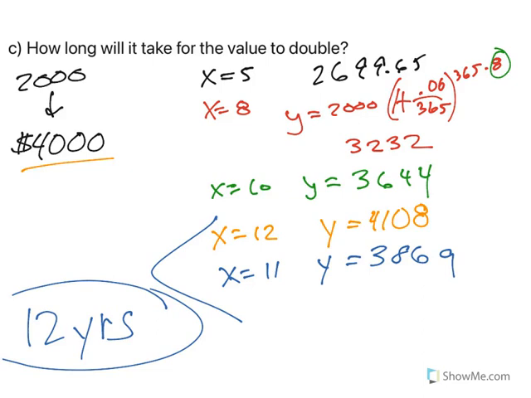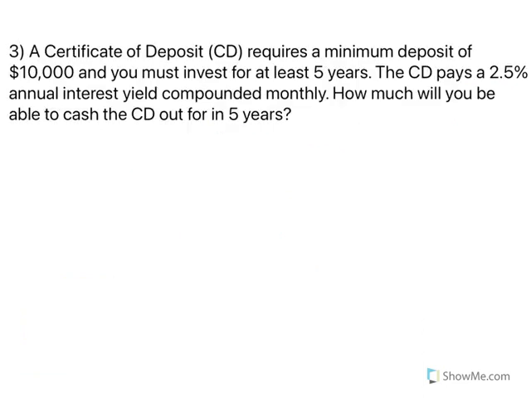All right, let's just do one more quick one here. A certificate of deposit requires a minimum deposit of 10 grand. Some of them do. The more you deposit into a CD, the higher the interest rate generally. And you must invest for at least 5 years. Also potential. The longer they can keep your money, the higher the interest rate as well. So the CD pays a 2.5% annual interest yield compounding monthly. How much will you be able to cash the CD out for in 5 years?